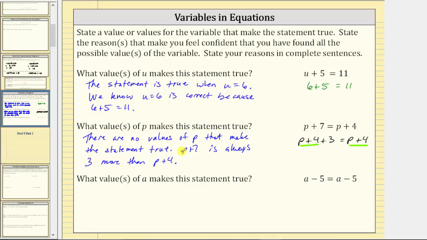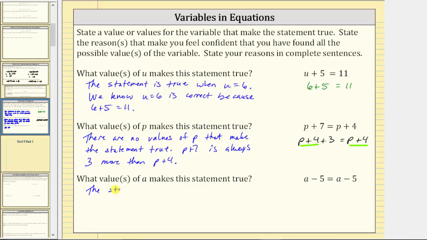And now for the last equation, we have a minus 5 equals a minus 5. Notice whatever value we select for a, if we subtract 5, the left side of the equation will always equal the right side, and therefore we can say the statement is true for all real values of a. And for the reasoning, we will say that a minus 5 is always equal to a minus 5.